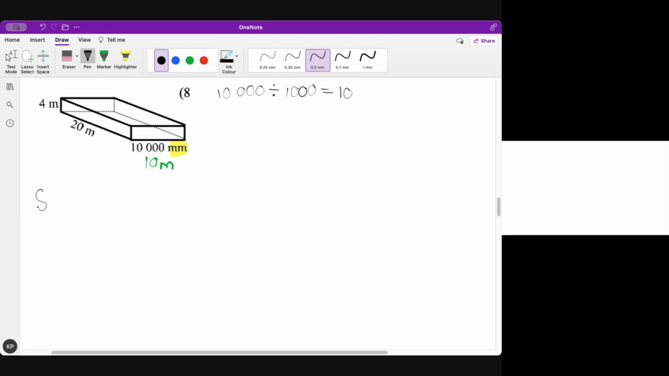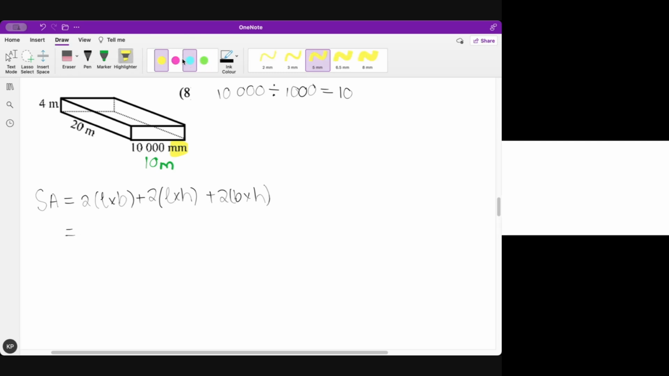Firstly, this time I'm going to start with surface area. Okay, surface area, again, 2 length times breadth. Does it matter which one I put first? What if I say length times height plus 2 breadth times height? It doesn't matter, okay? It doesn't matter if breadth times height is first and then length times breadth is there. It's equal.